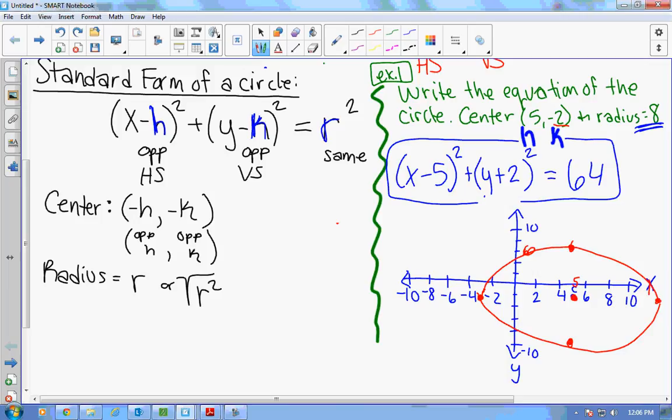Okay? And that is a circle. This is no longer a function, because of the vertical line test. How many points do I hit right here? 2. So this is no longer a function. Circles are not functions. Alright, let's go do a different type of problem.